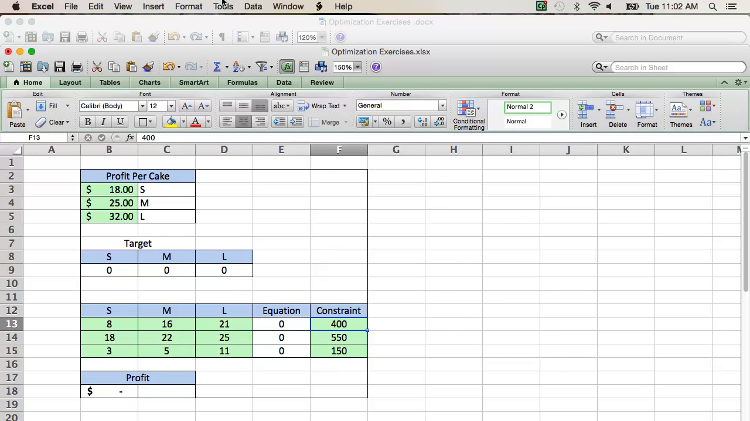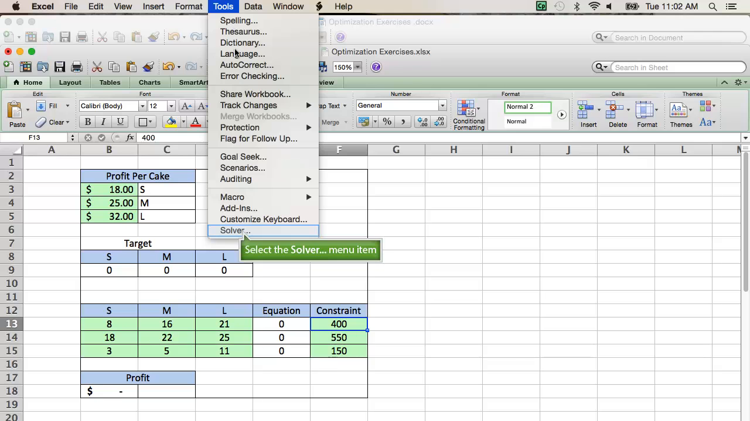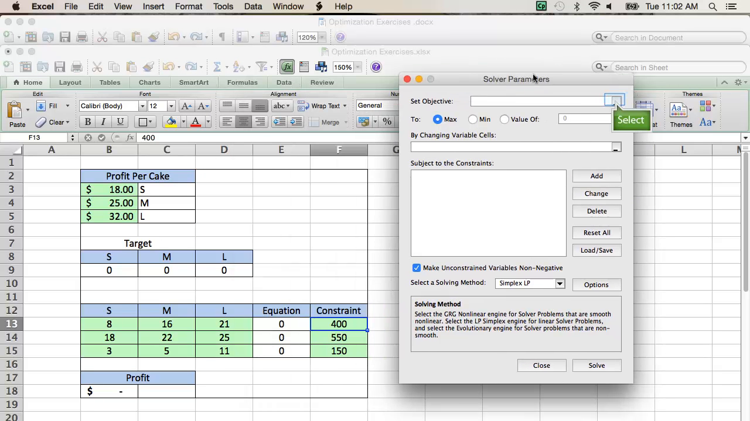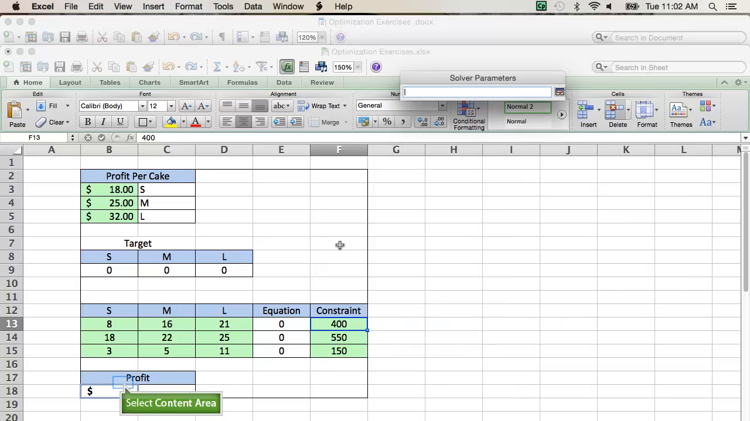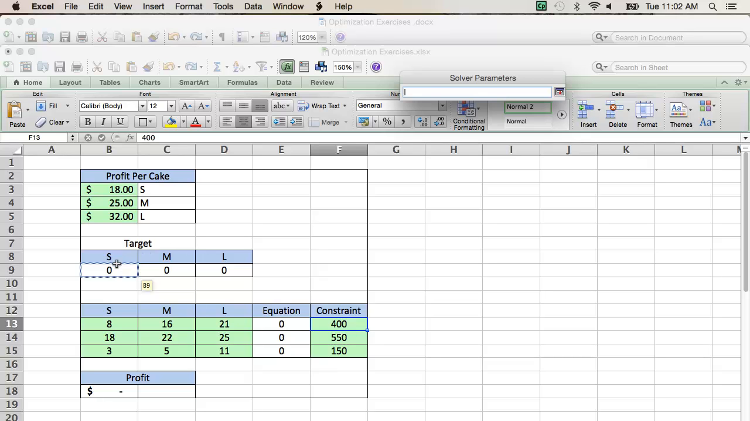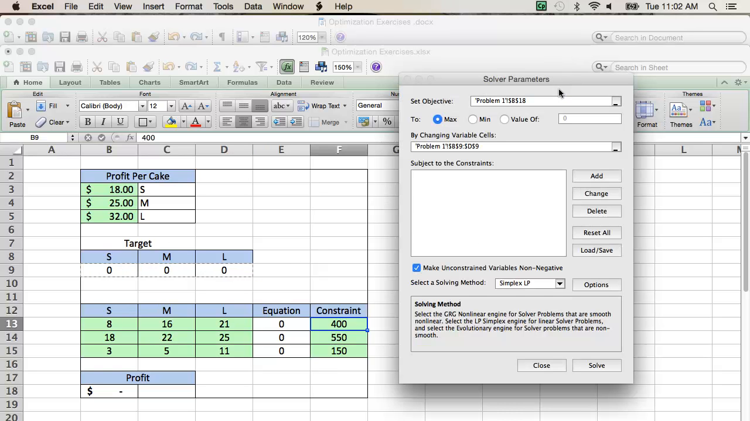So let's turn to Solver to finish our LP problem. Our objective function is our profit function, and we would like to set that to a maximum value by changing the number of each type of cake made.